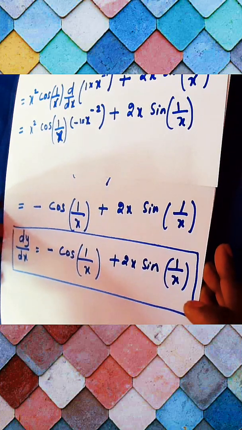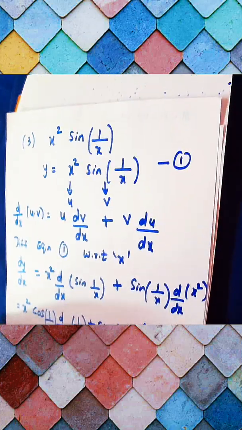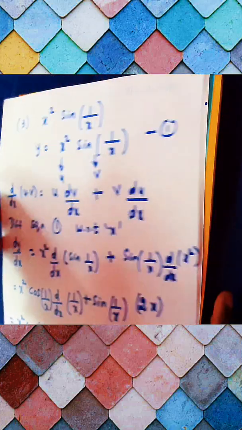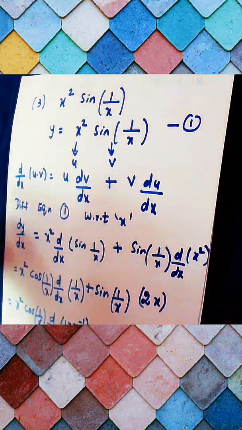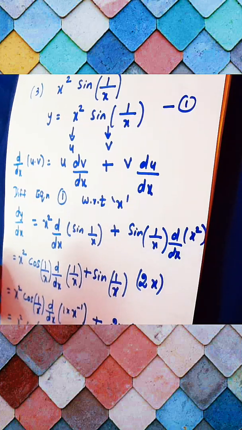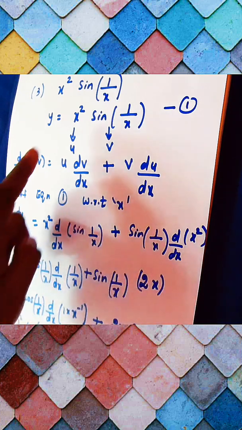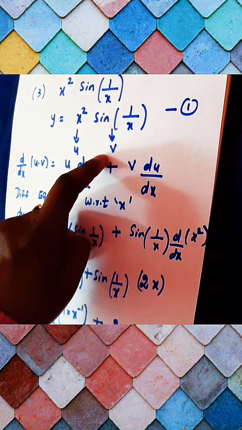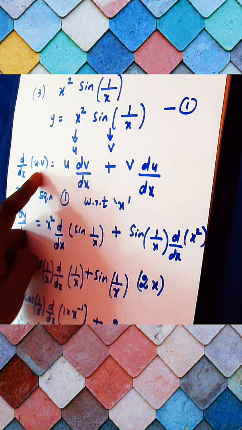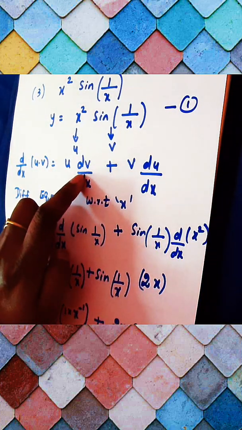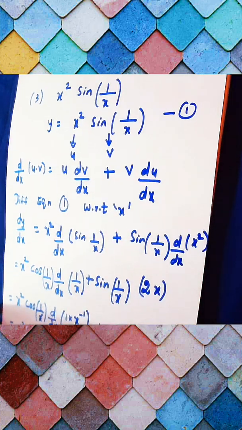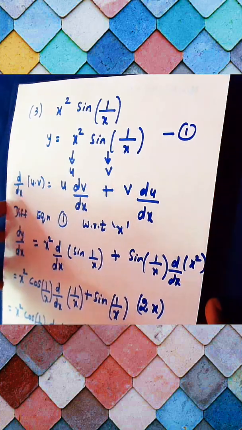Understood, students? Okay, we'll go through once again. X square into sine 1 by x. It is of the product form. X square is u, v is sine 1 by x. What is the product rule? Differentiation of u times v is equal to u into dv by dx plus v into du by dx.